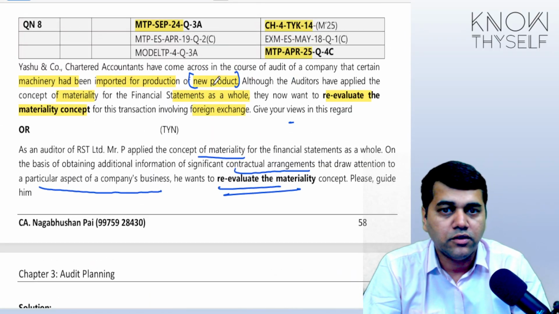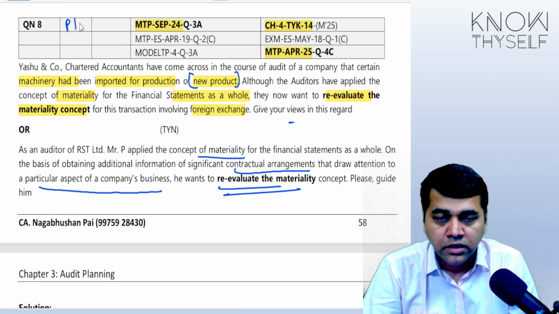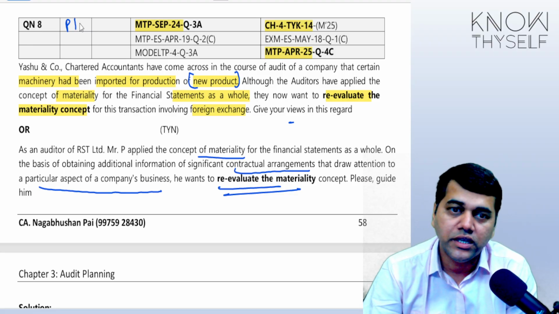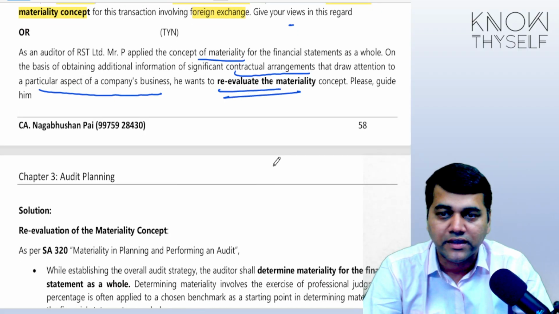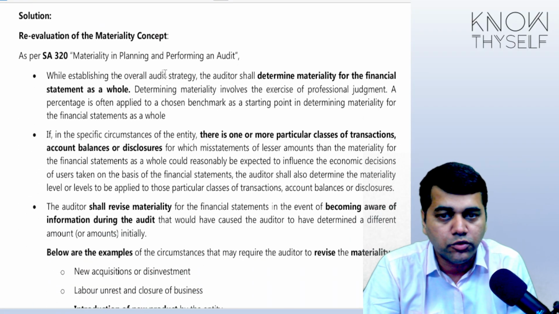So I have marked it, okay, so you can mark this question as a priority 1 question, friends. I have missed it. The reason I told you is that in the study material there is no answer. Only in the MTP and Test Your Knowledge do you have this answer. Now you say that the auditor has to determine the financial statement as a whole.